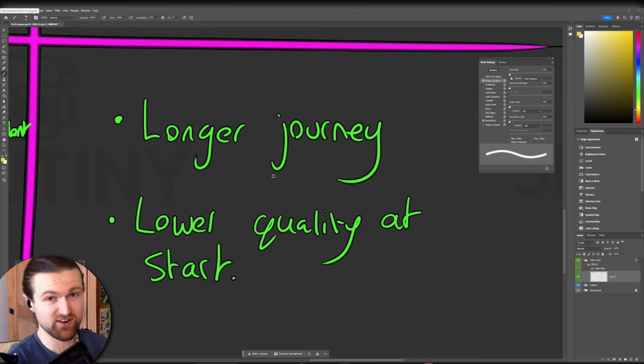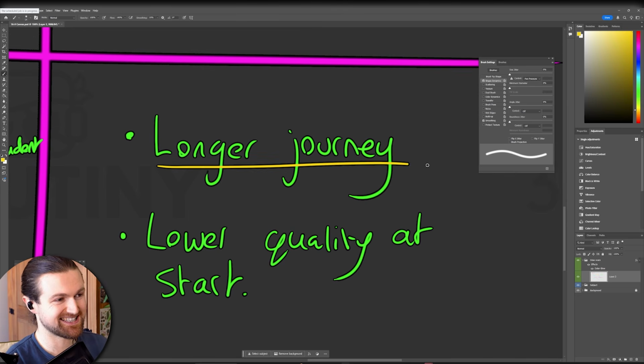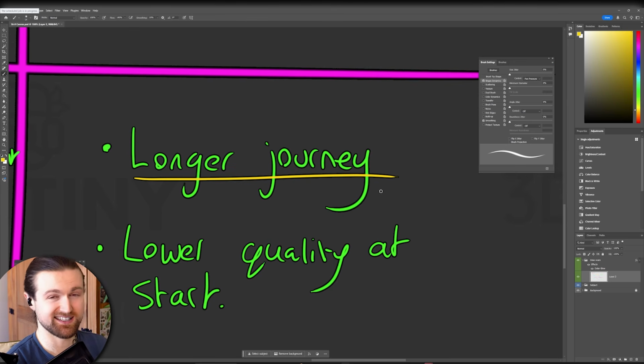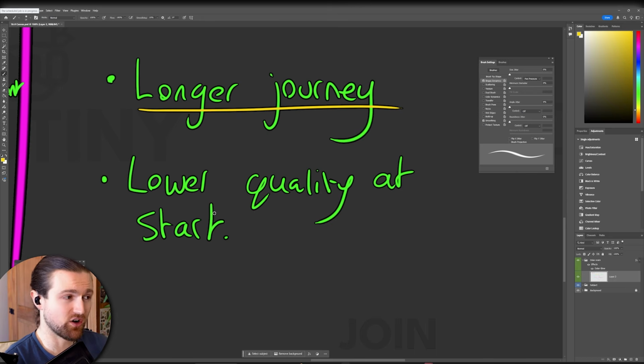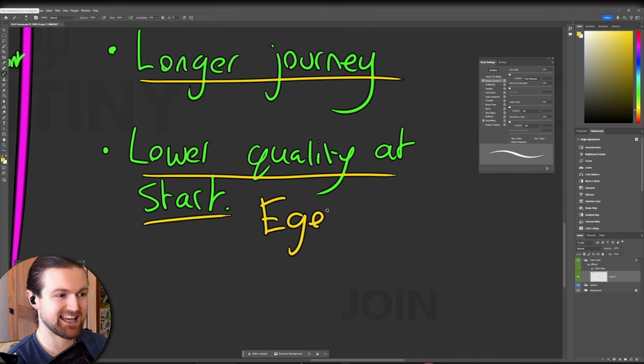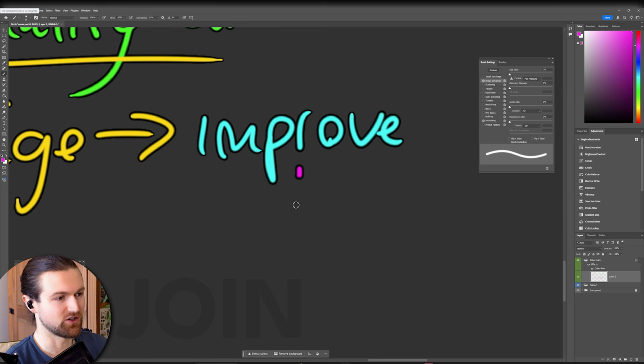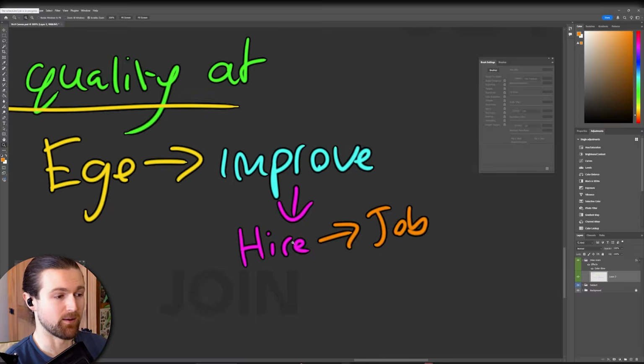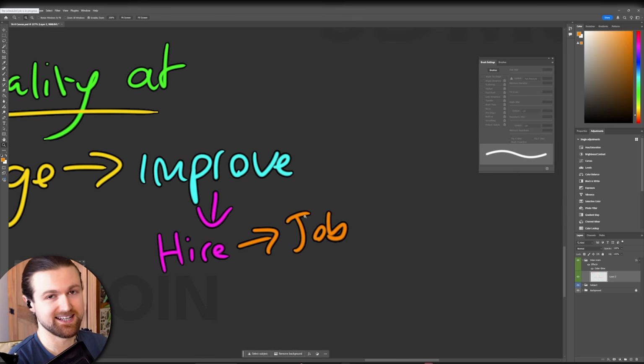So the cons of starting from a sphere and sculpting: obviously it's a longer journey, but you and I both know that in terms of short-term and long-term, people that go for the long-term things usually survive longer or get more advantages from that. Another con is that as you're sculpting, it's not going to look very good. So you're going to have a lower quality start, and your portfolio pieces aren't going to look that good. It's basically more of an ego trip, to be honest. But you can flip that on its head, and whenever you produce something that isn't fantastic, that's an opportunity to improve. And when you do improve, you become more hireable, and that leads to your dream job.